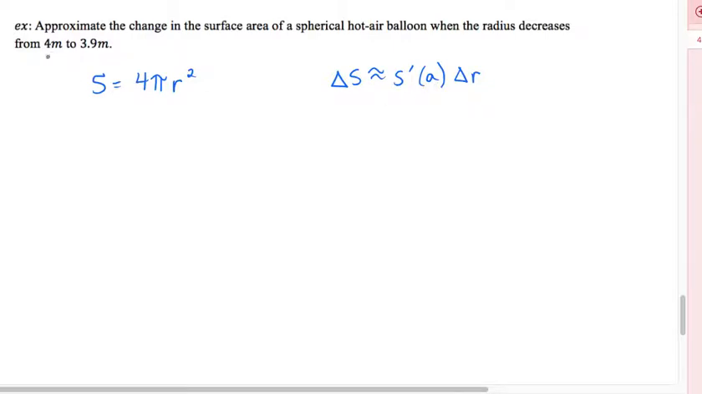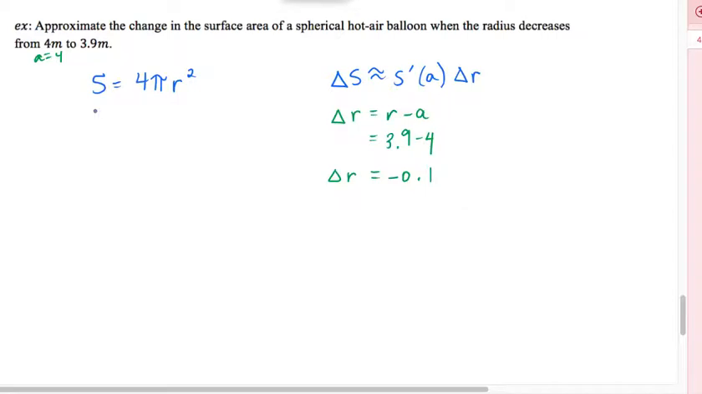Now, first off, which one is A? 4 or 3.9? I would say it's much easier to plug in 4, so we're going to use A as 4. That's the nice, pretty number, right? Easy to plug in. Okay, so A is 4, then delta R, you got to be careful here. Delta R is R minus A. The R value that we're interested in is 3.9, so it's 3.9 minus 4, so delta R is actually negative 0.1, and that negative sign is important because the surface area is going to be decreasing and R is decreasing. So delta R is negative 0.1.